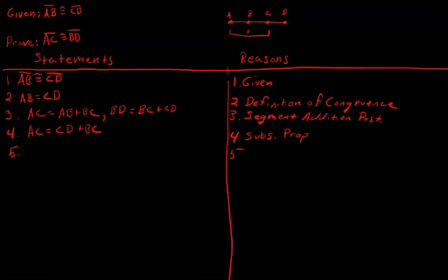Now step 5, we have CD plus BC, we have BC plus CD, and these are the same. And since they are the same, then AC and BD must be the same. So we get AC equals BD. This is putting two statements together from the whole side being the same. So this is called the transitive property.